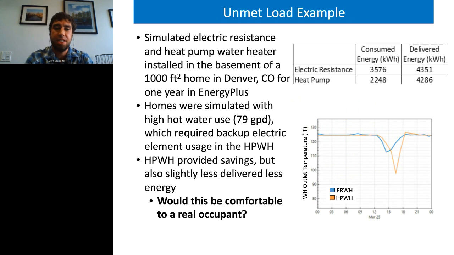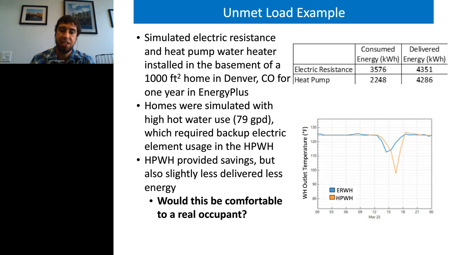So for example purposes, I ran simulations of an electric resistance and a heat pump water heater. They were installed in the basement of a home in the Denver metro area. And we did annual simulations in EnergyPlus with a relatively high hot water use. So this was about 80 gallons per day were simulated. For the heat pump water heater, there was some backup element usage to make sure that you were meeting the loads. And so if you look at the consumed and delivered energy consumption, the heat pump water heater saves energy, which is expected and great.